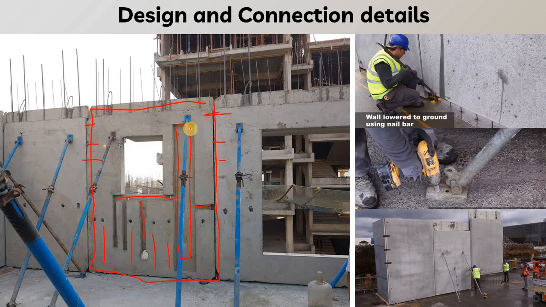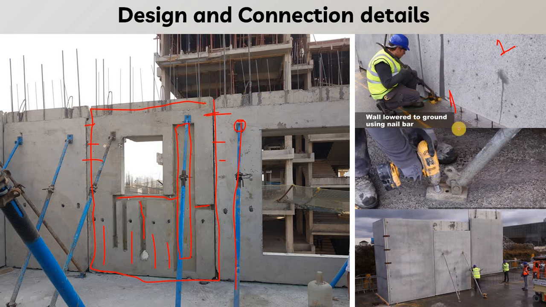After erection, it is very important to prop this panel. To prop this panel, we will fix one end of the prop here and another end of the prop at the bottom. Here you can see step number 1, where this panel is erected in position, and the wall is lowered to the ground using a nailed bar. In this case they have said nailed bar, but in our case we can also say dowel tube or dowel bar.